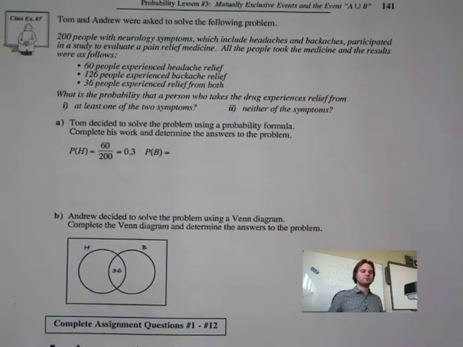Last question. Tom and Andrew were asked to solve the following problem. 200 people with neurology symptoms, which include headaches and backaches, participated in a study to evaluate a pain relief medicine. All the people took the medicine, and the results were as follows. 60 people experienced headache relief, 126 people experienced backache relief, and 36 people experienced relief from both.